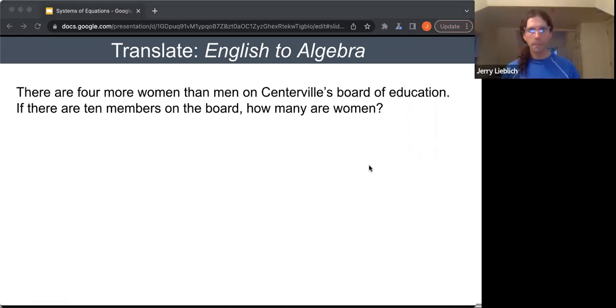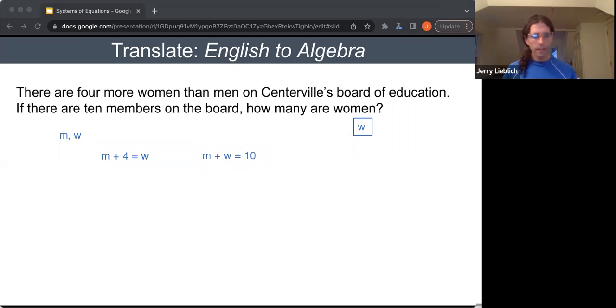All right. So if we've got 4 more women than men, so if we've got M and W, I find with these, it's really helpful to start out by writing what my goal is. So they're asking me for the number of women, so I write that on my page, put a box around it, because there's been too many times that I've solved for the wrong thing. So there are 4 more women than men. Thinking about this qualitatively, there are more women than men, so to make them equal, I'd have to add to the men to make them equal. And there are 10 members on the board. How many are women?